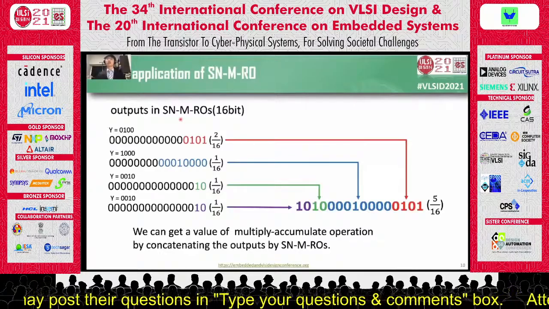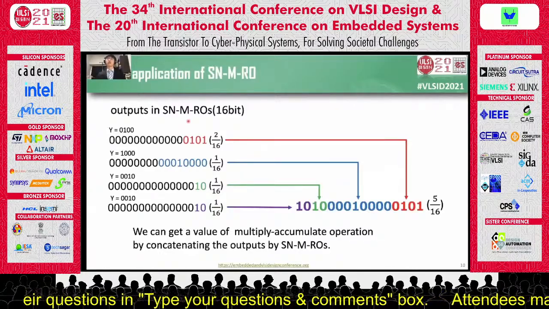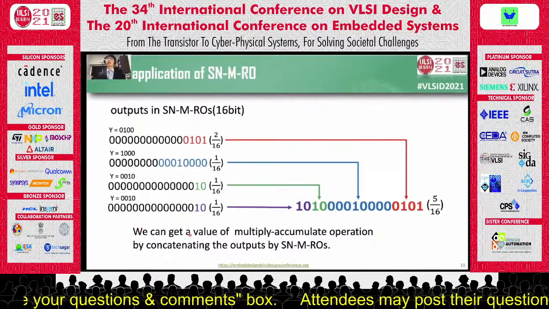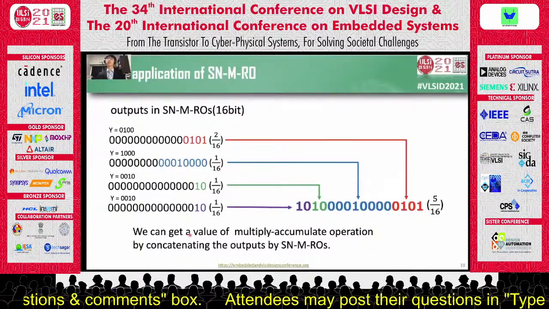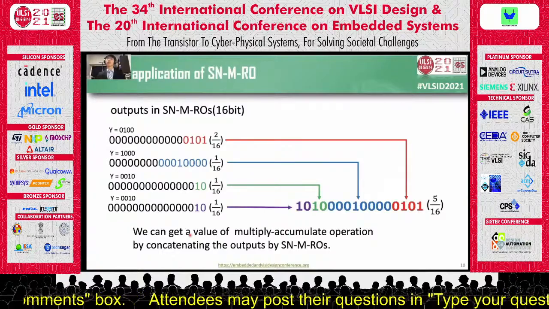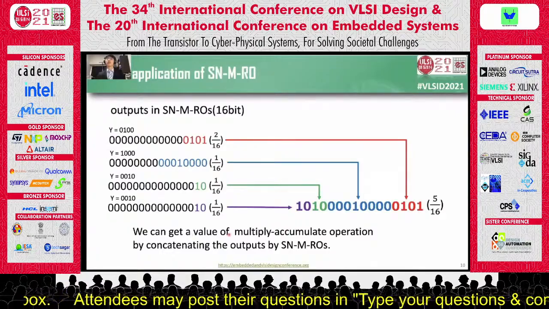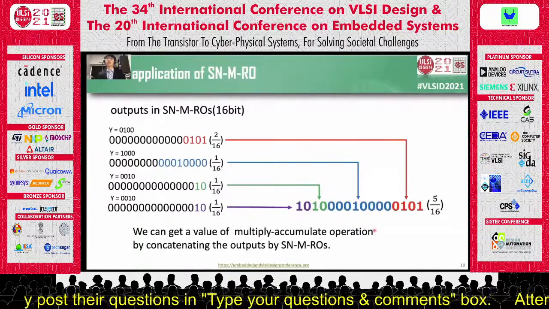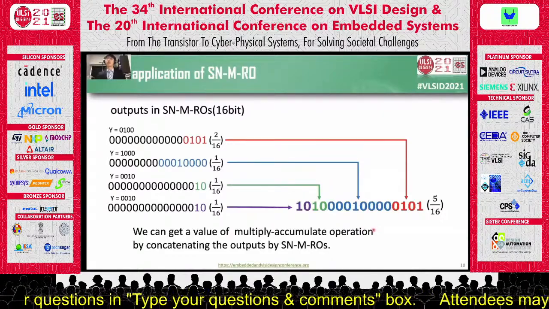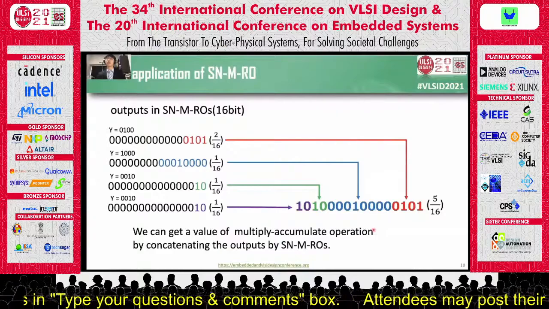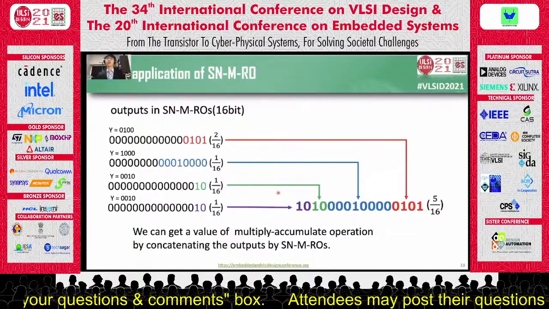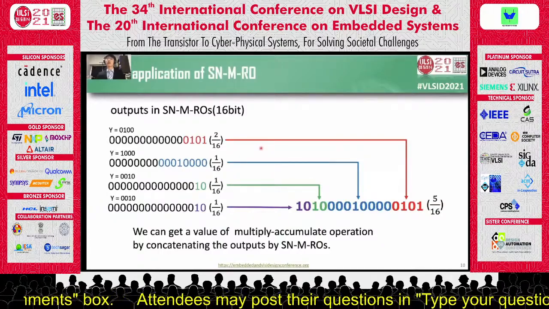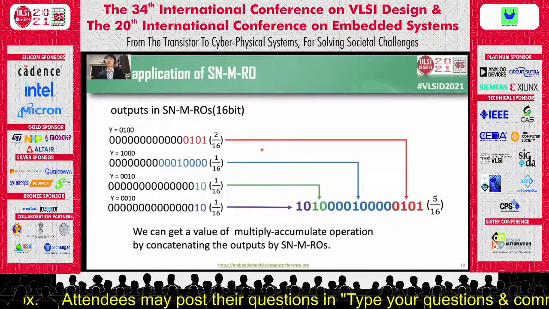Our idea is as follows. If there are multiple outputs of the SNMRO, we consider the addition can be realized by concatenating them like this. Necessary bits are only the first y bits of the output of AND gate. If we can collect all these necessary bits, we do not lose information.